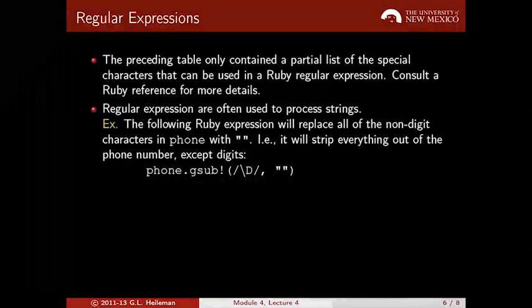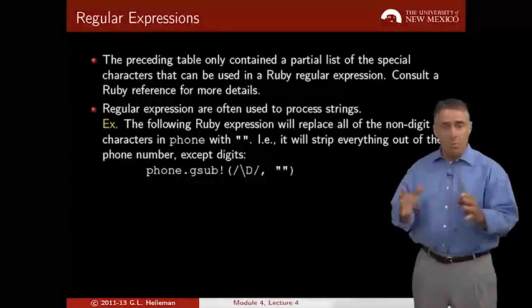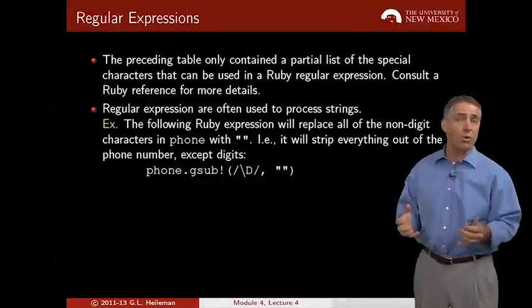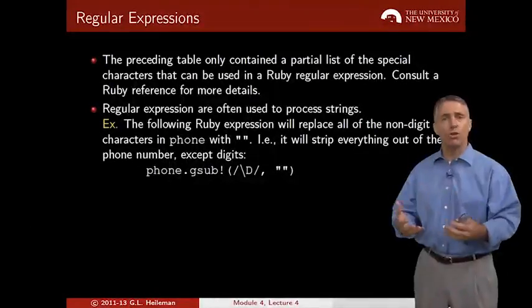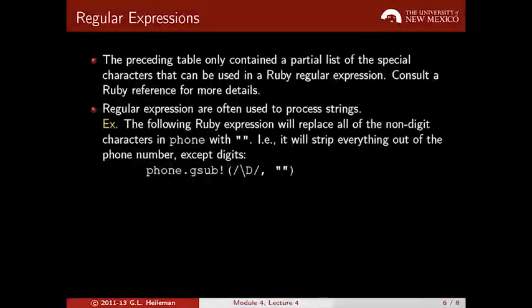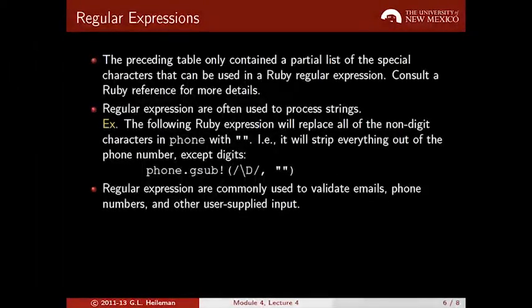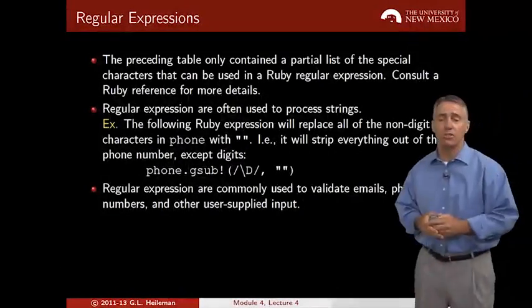So what happens to this? It'll take a phone number. Remember from the previous table that the capital D means a non-digit character. So if somebody supplies a phone number as a part of a web form and it has anything other than a number in it, this will remove it and return just the numbers in the phone number. So this is a way to clean up a phone number that might be supplied to you on a web form. Clean it up before you perhaps store it in a database. So, as I've just shown you, regular expressions are commonly used to evaluate emails, phone numbers, other user-supplied input on a form in a Rails application.